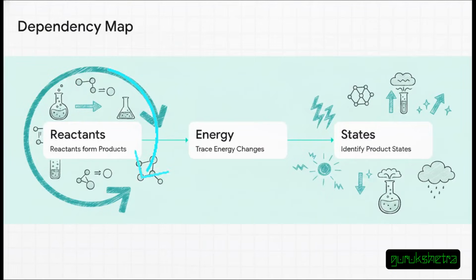To truly master this stuff, we're going to use a super simple 3-step framework for every single reaction we study today. Step 1. Always find your reactants and track them directly to the products. Step 2. Trace the energy changes. Is heat going in or is it coming out? And Step 3. Identify the final physical state of your products. Did a solid precipitate form? Did a gas escape? Keep this framework locked in your mind.